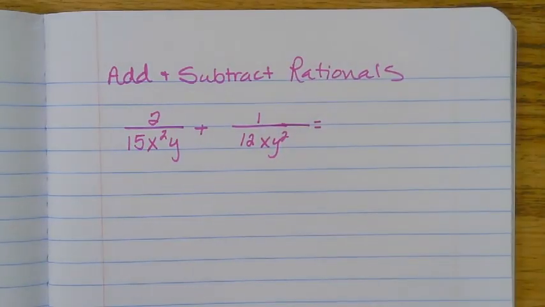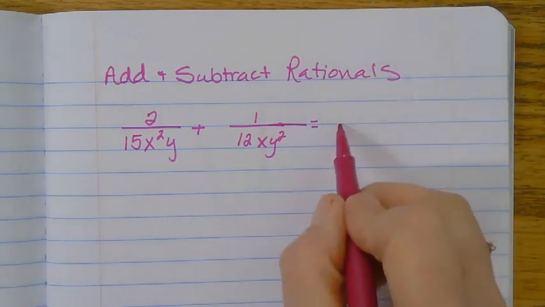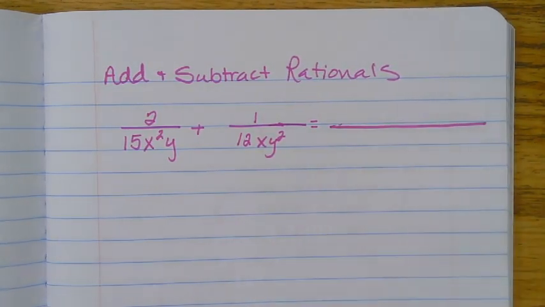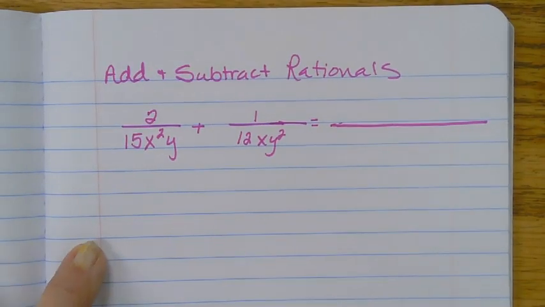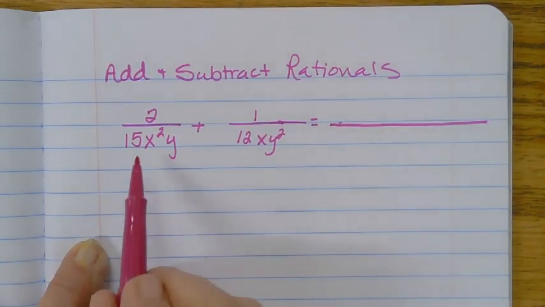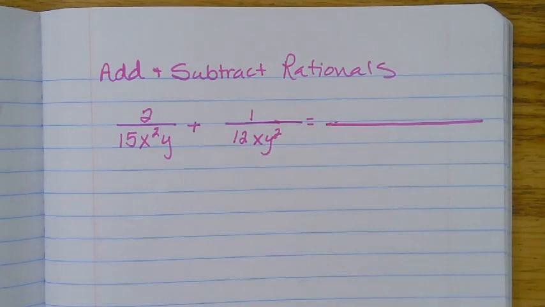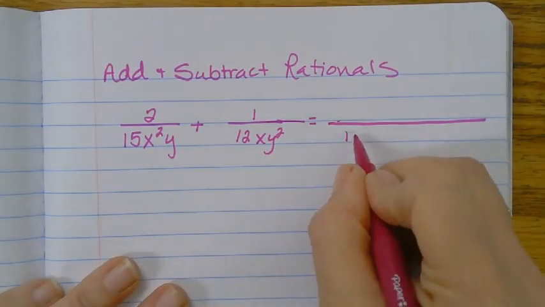Okay, so we're being asked to add these. They are not like denominators, correct? So we need to make them like denominators. So, like the video yesterday said, one of the ways to do this is to take your two denominators and multiply them together to be your common denominator.